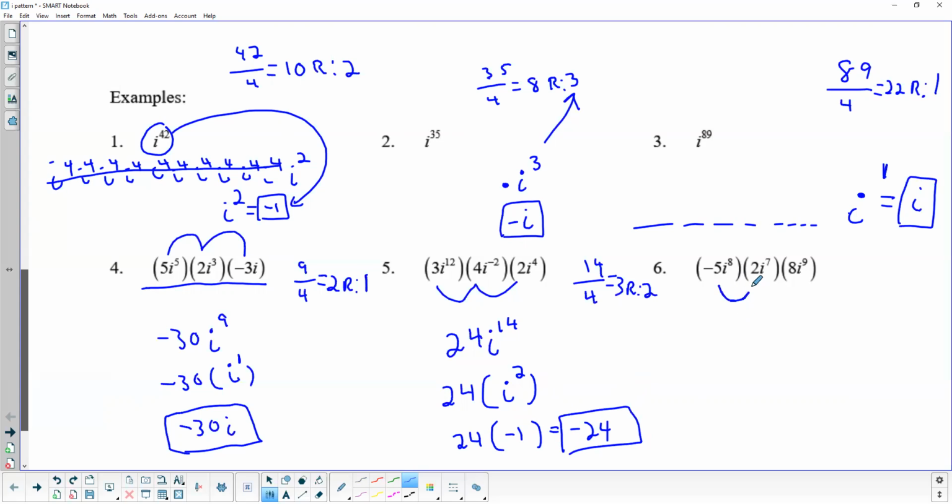One more. 24 is a multiple of 4. There is no remainder. We like that one because you could think of it as i to the 0 power if you want, or the 4th power, any multiple of 4. Essentially, it's just going to be times 1. So that's just -8.